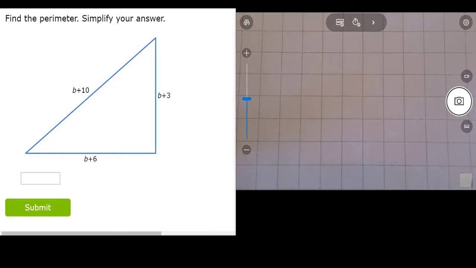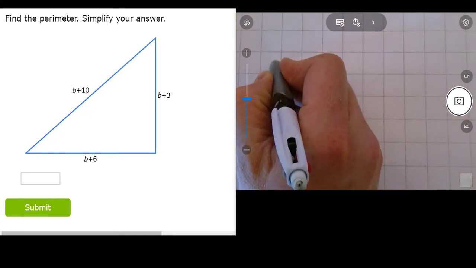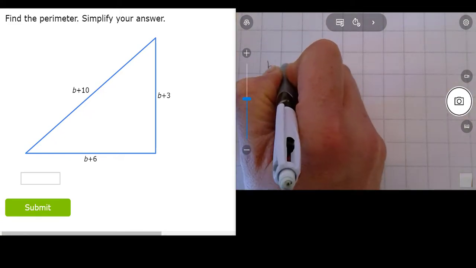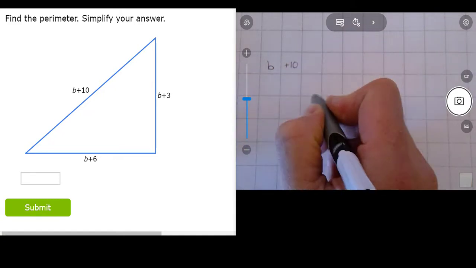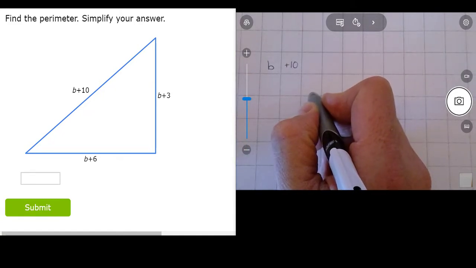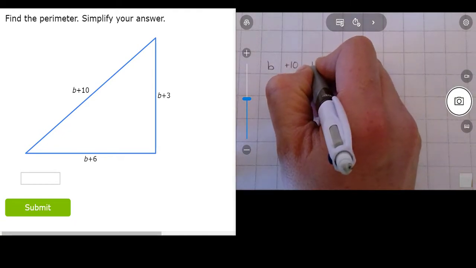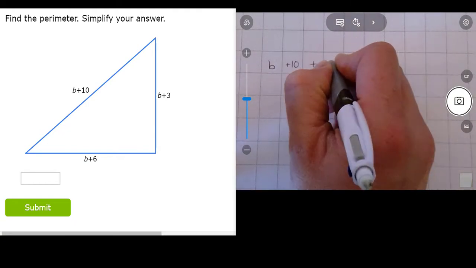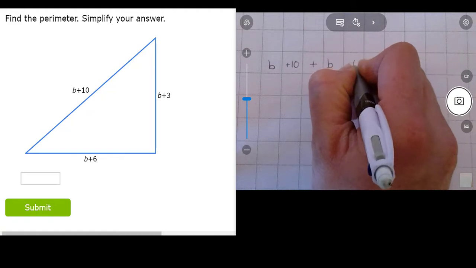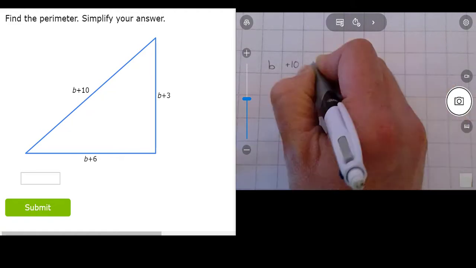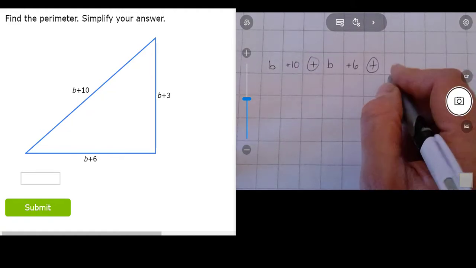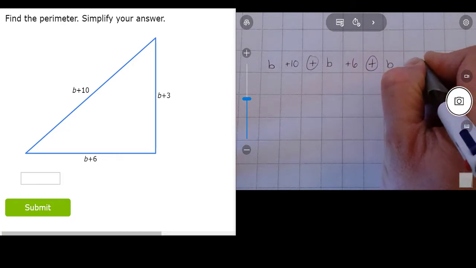So when I take a look at the three terms that I have, I've got b plus 10, or b and positive 10. That's the hypotenuse. I've got, for the base of this, we're going to combine with b plus 10. We're going to combine b and positive 6. And then we're going to combine that with b and positive 3.